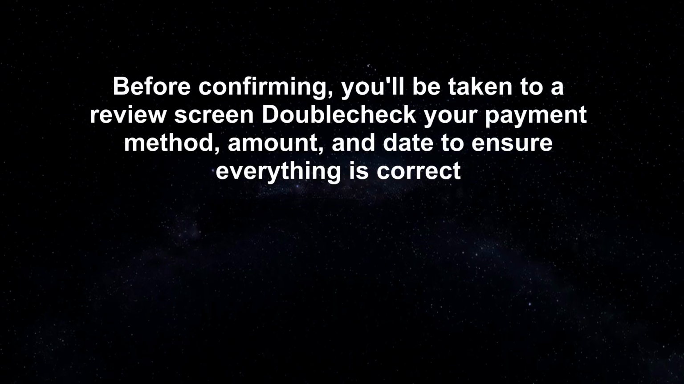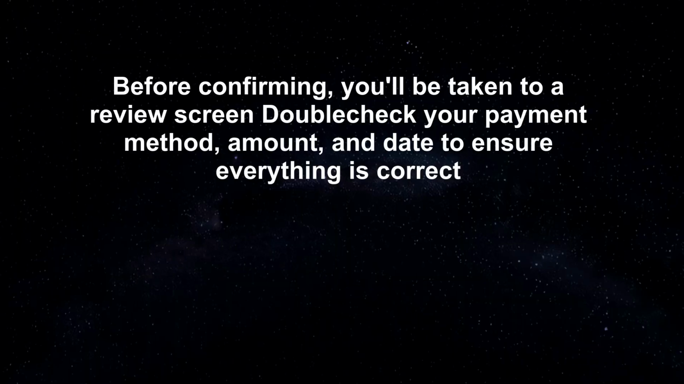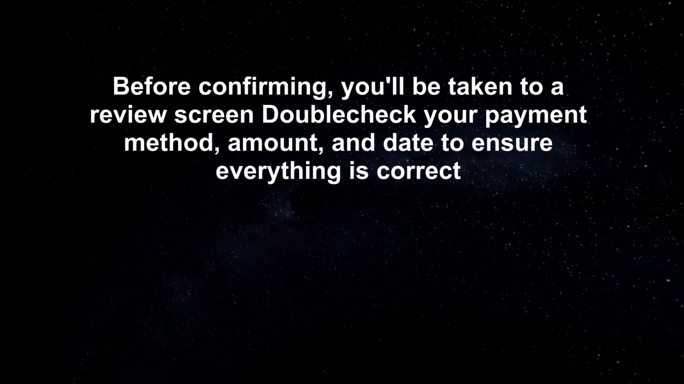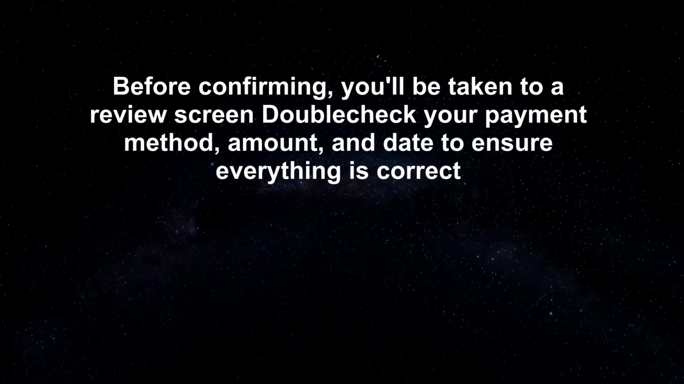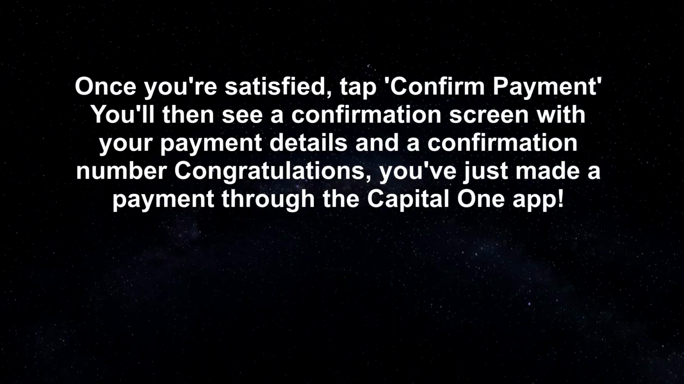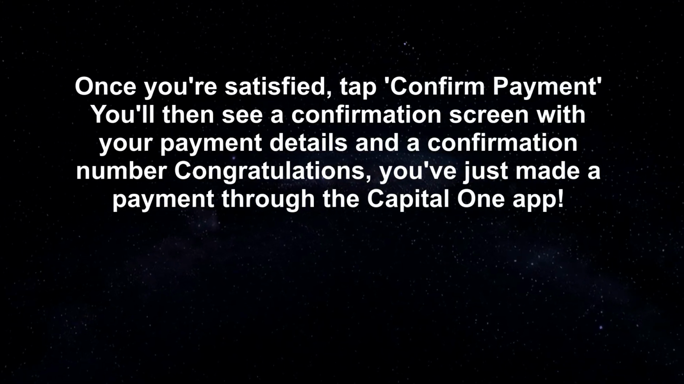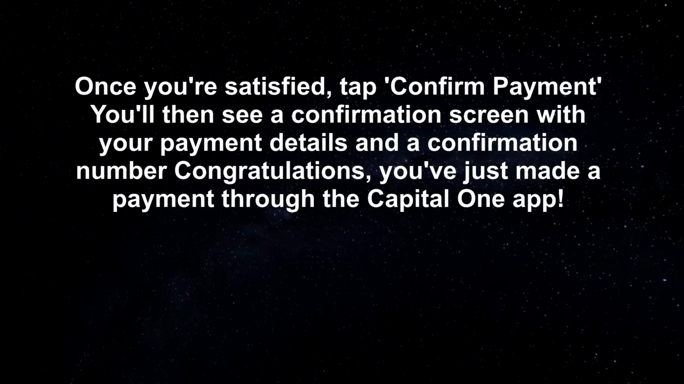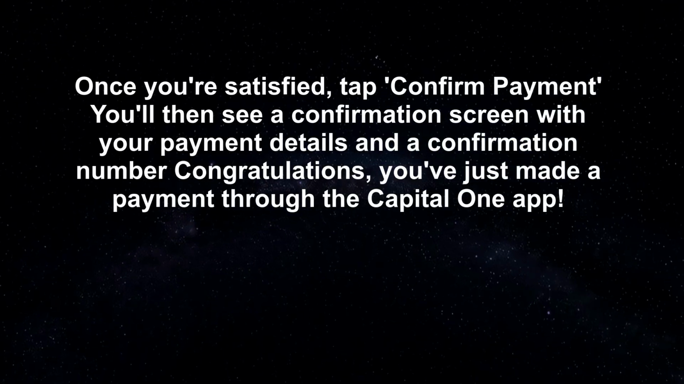Before confirming, you'll be taken to a review screen. Double-check your payment method, amount, and date to ensure everything is correct. Once you're satisfied, tap Confirm Payment. You'll then see a confirmation screen with your payment details and a confirmation number. Congratulations, you've just made a payment through the Capital One app.